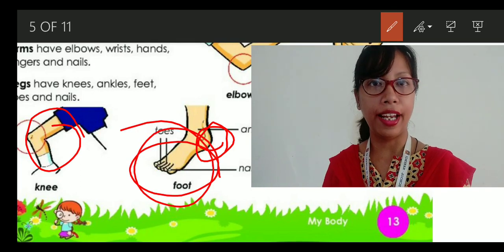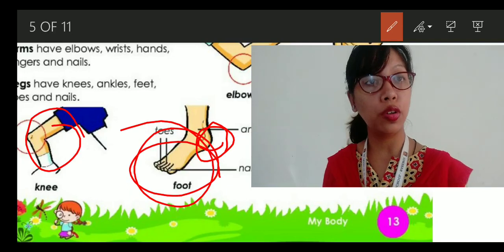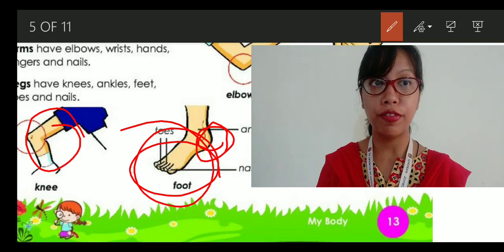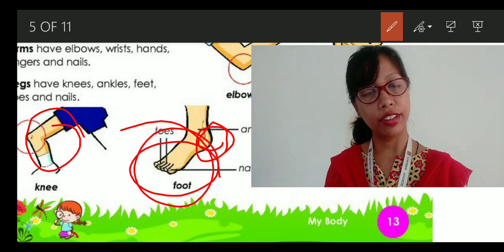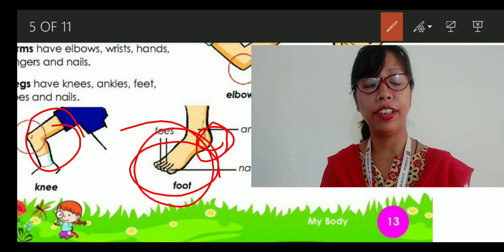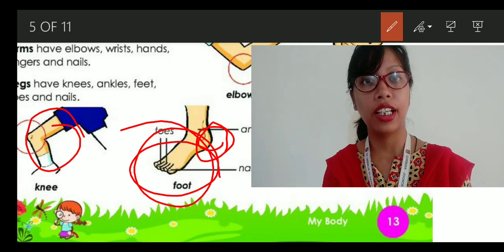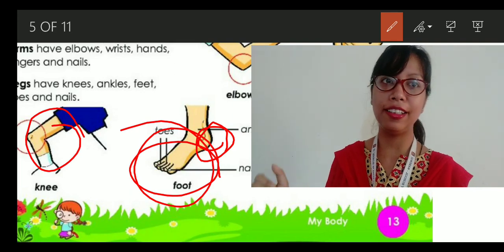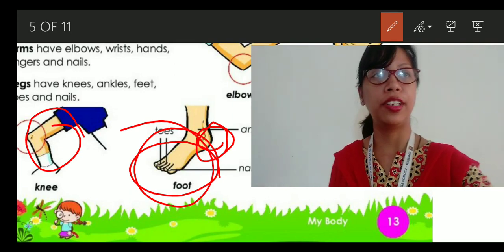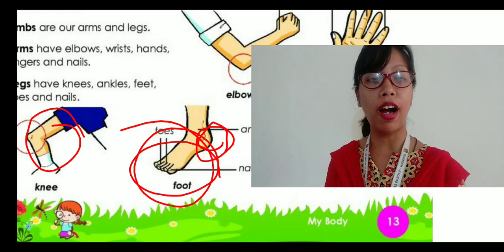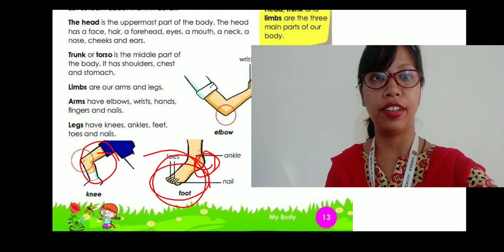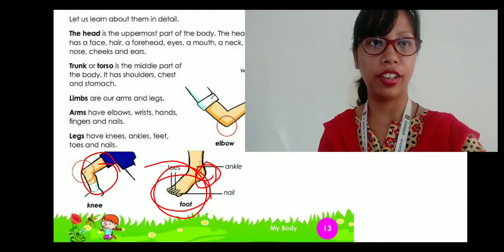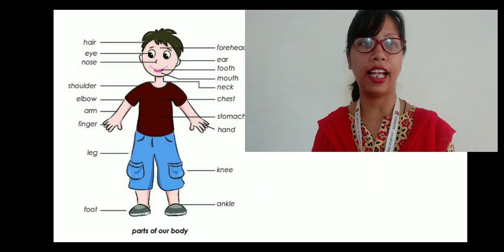Okay. And then we have the toes. What are toes? Toes are the fingers of the legs or the feet. So the fingers of the feet are called toes. And the toes have nails on them. Clear? So these are the parts of the legs. Is it clear to you? Okay. Now let's move towards the next.